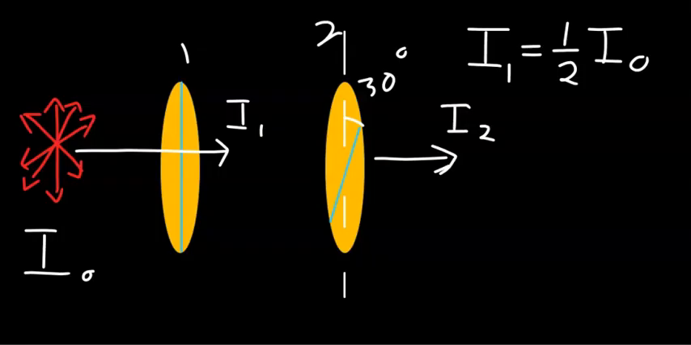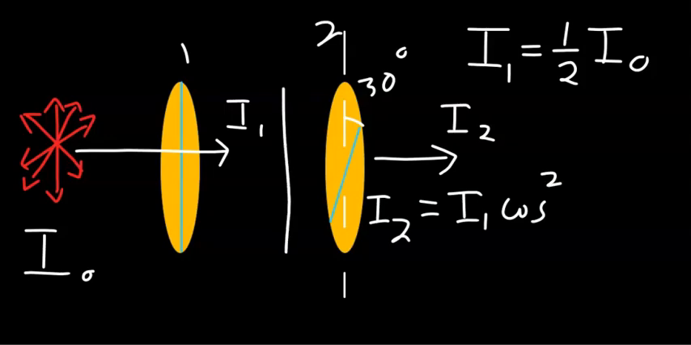So what is I2 in terms of I0? Using Malus' law, we know that I2 equals I1 cosine squared of the angle between the polarized direction of the light that is hitting polarizer 2 and the polarizing axis of polarizer 2. So that means the angle is 30 degrees.